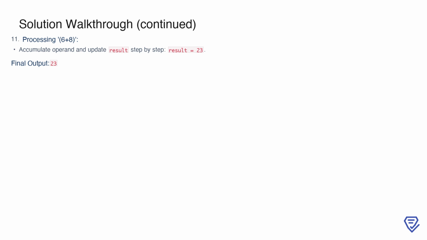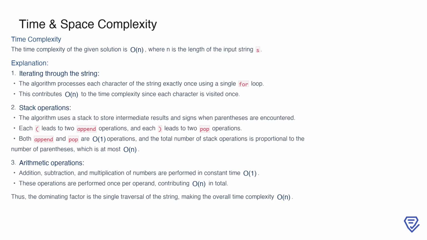This is the correct final output for the entire input expression: open parenthesis 1 plus open parenthesis 4 plus 5 plus 2 close parenthesis minus 3 close parenthesis plus open parenthesis 6 plus 8 close parenthesis. The time complexity of this solution is O(n), where n represents the length of the input string. This is primarily due to the fact that the algorithm processes each character of the string exactly once using a single for loop. Each character is visited only one time, contributing O(n) to the time complexity.